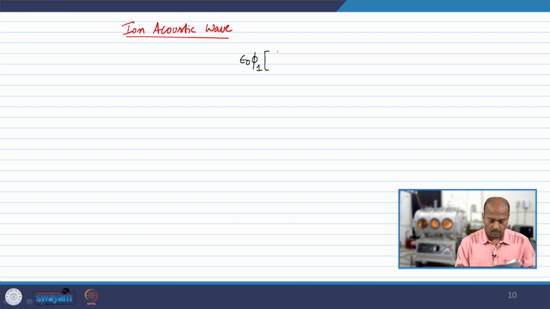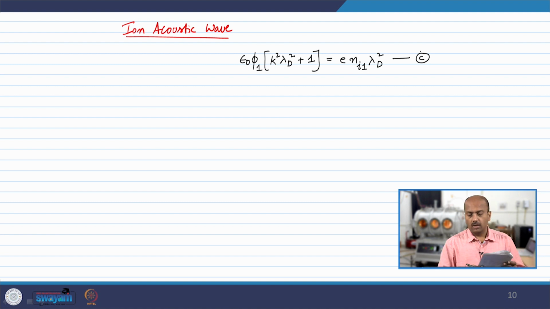phi 1 (k square lambda d square plus 1) is e n i 1 lambda d square. So, we called it C, and we also realized that there is no need to change the continuity equation, it will remain as it is.